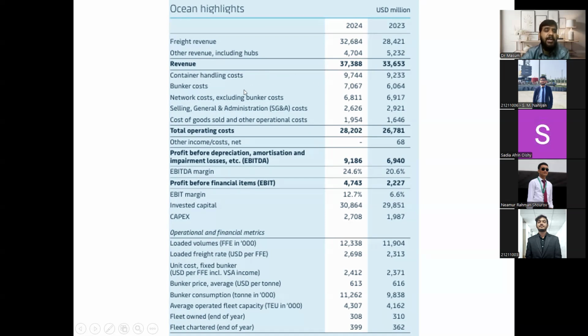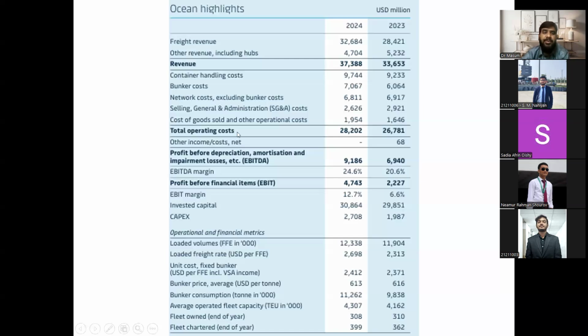Container handling cost, bunker cost, network cost, selling, general and administrative cost, cost of goods sold, and other operational cost make up the company's total operating cost. The difference between revenue and operating cost is known as the profit. Profit before depreciation, amortization, and impairment losses is EBITDA, earnings before interest, taxes, depreciation, and amortization. So, you need to have the idea of what is profit.